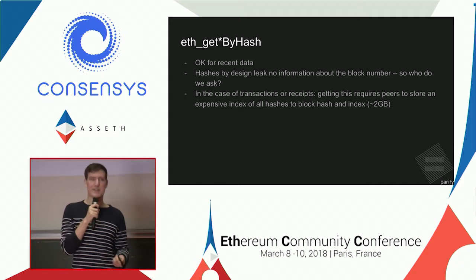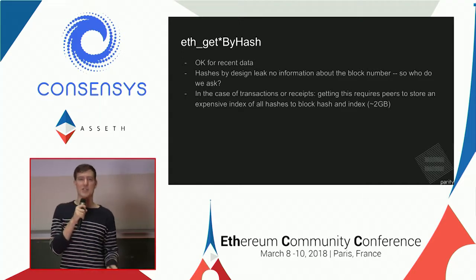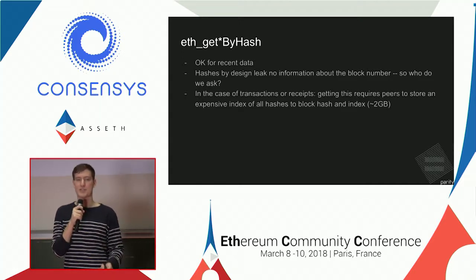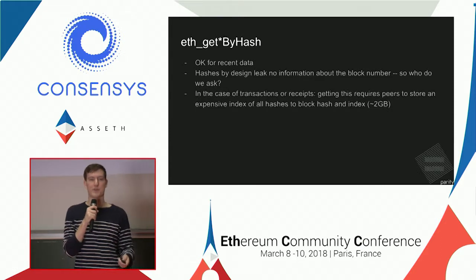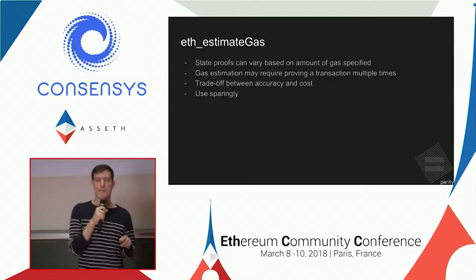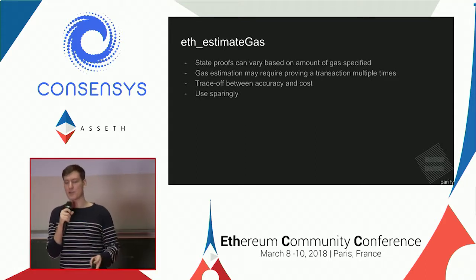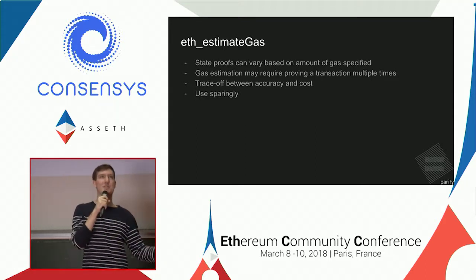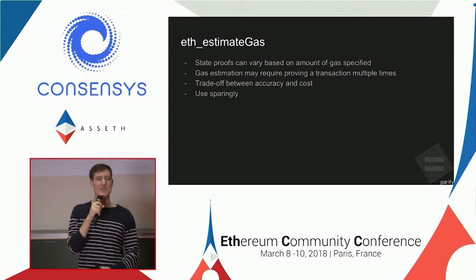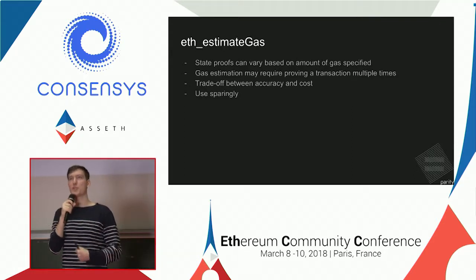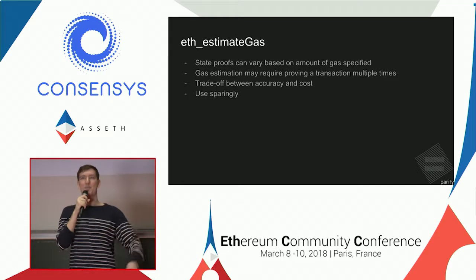For recent transactions, it's usually fine because they'll have them cached, but if you're looking in the history, it just can't be done quickly. And the last thing is estimation of gas. That's crucial when you're trying to make a call to a contract and you need to know how much gas it's going to use. But the problem is, because Ethereum smart contracts are Turing complete, we can't predict that beforehand.